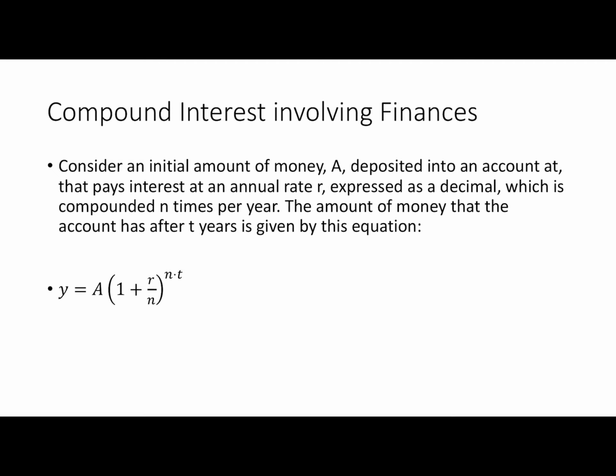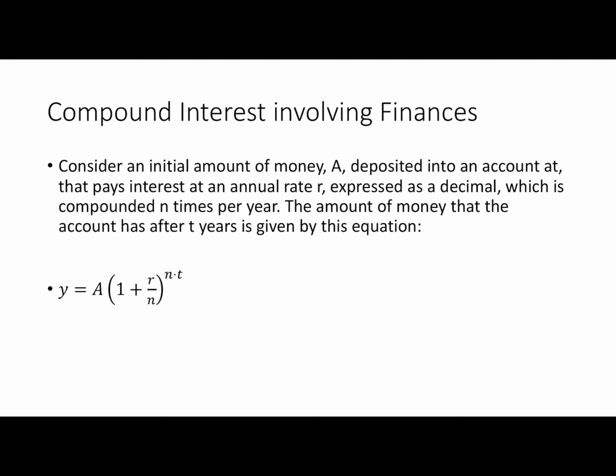Let's go ahead and start off with this. So you have compound interest involving finances. All right, so this is another type of exponential equation. Consider an initial amount of money A deposited into an account that pays interest at an annual rate R, expressed as a decimal. Okay, so R is going to be your percentage, but if you have a percentage, you want to divide by 100 to get the actual decimal version of it, which is compounded n times per year. Okay, the amount of money that the account has after t years is given by this equation.